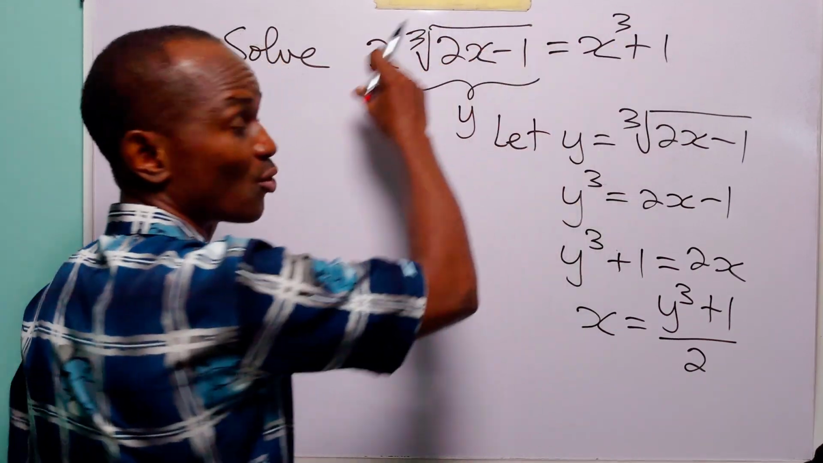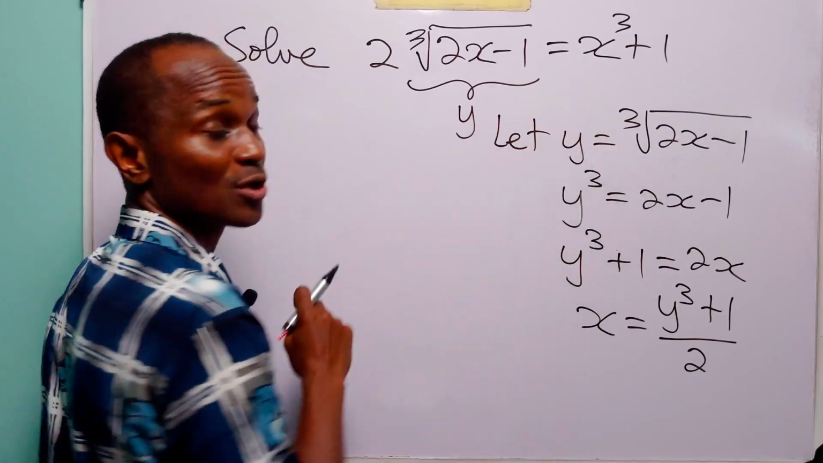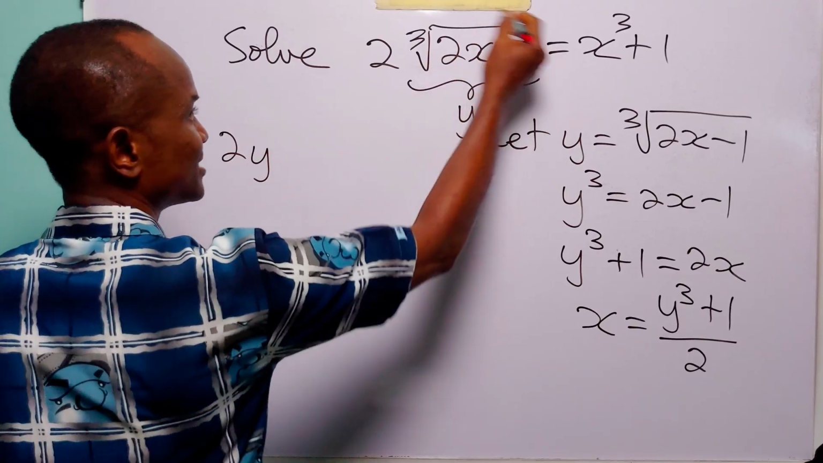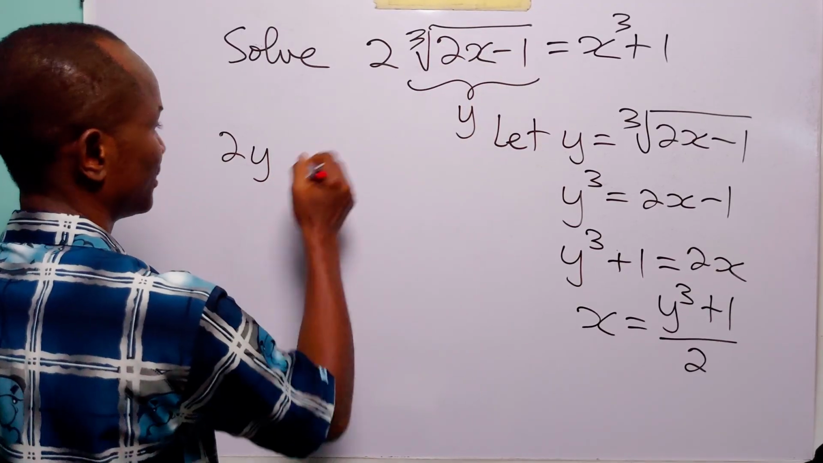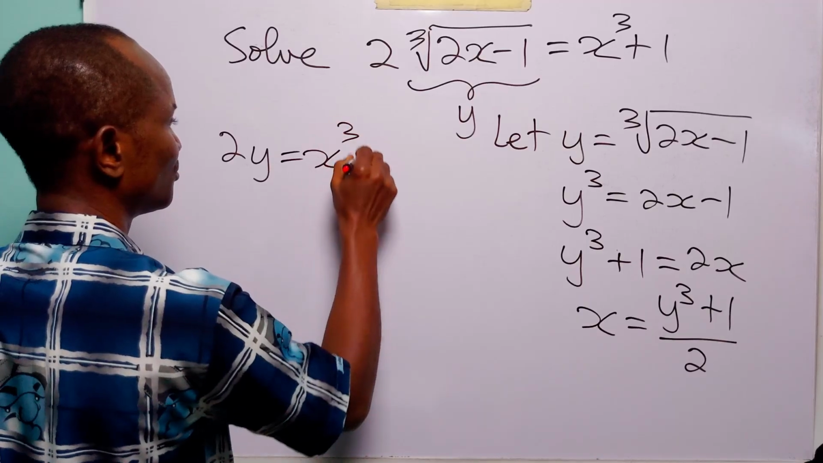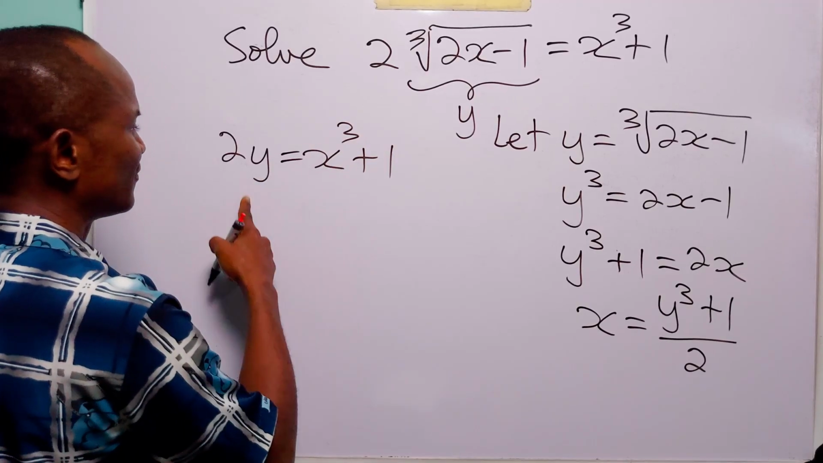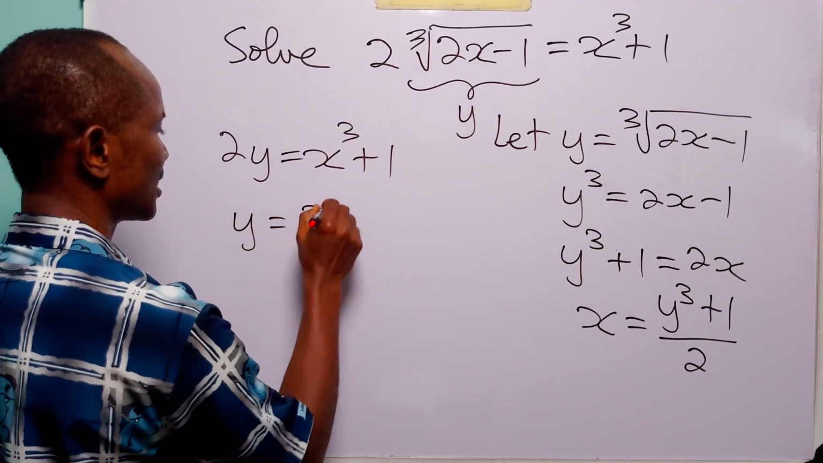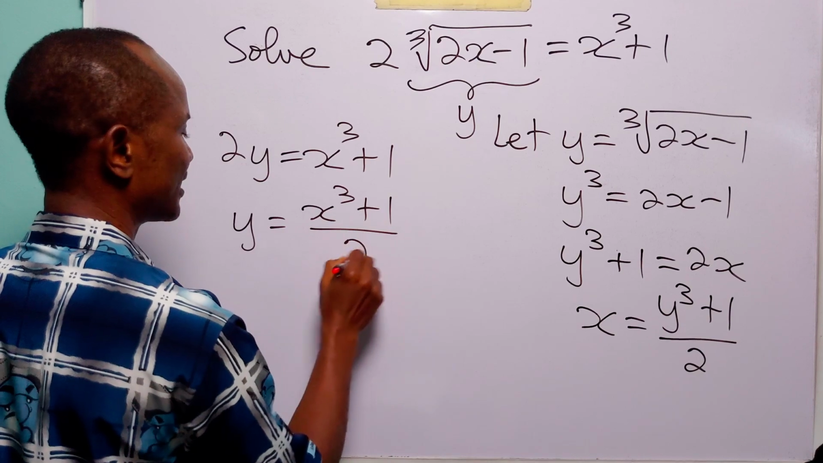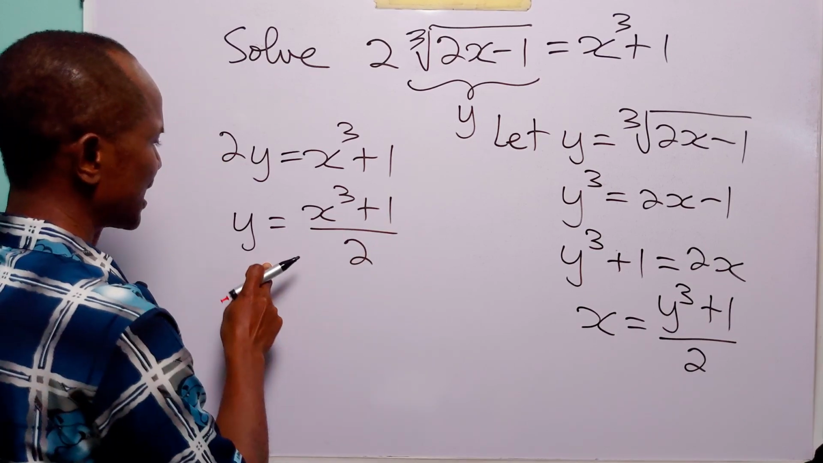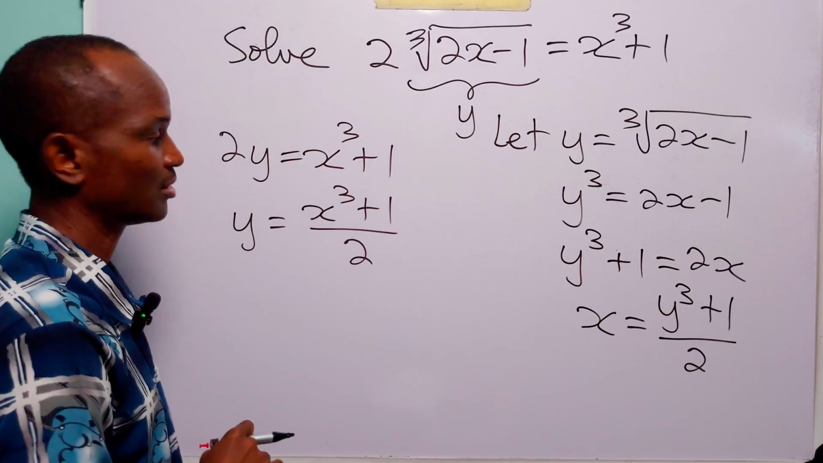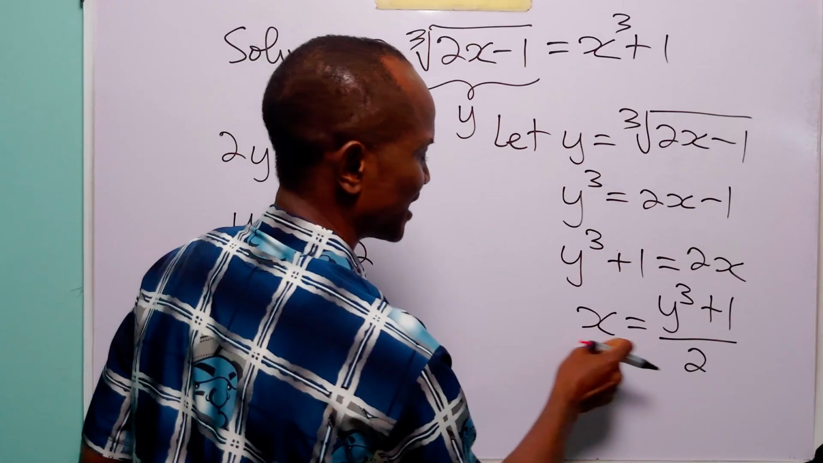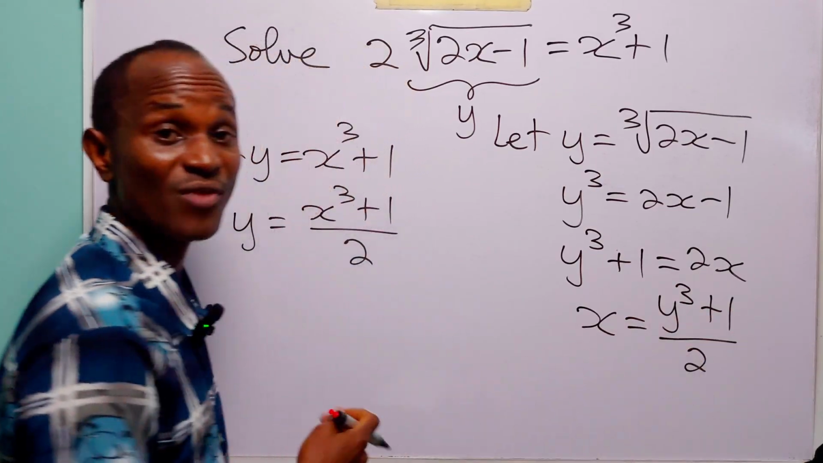Now let us rewrite this original equation with this substitution. We have 2y, because remember this whole thing is now equal to y, is equal to x cubed plus 1. Now when we divide both sides of this equation by 2, we have that y is equal to (x cubed plus 1) divided by 2. Now look at this function and look at this function. Here we have that y is equal to (x cubed plus 1) over 2. And here we have that x is equal to (y cubed plus 1) over 2.